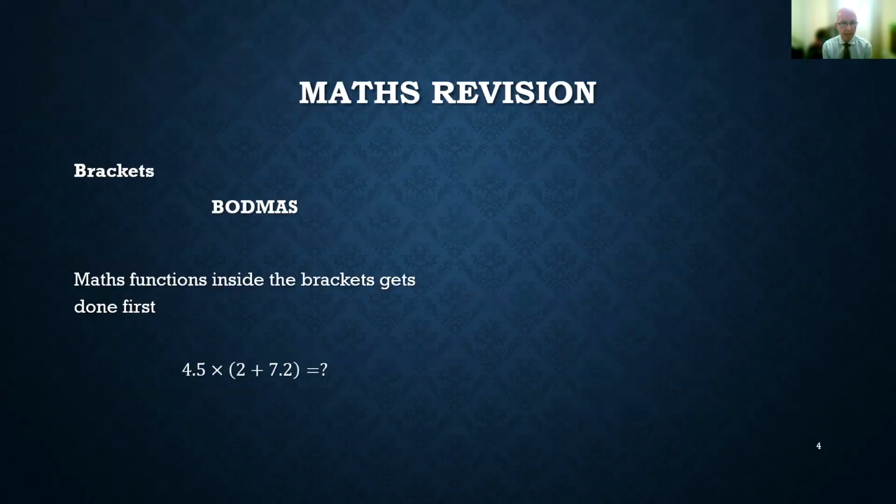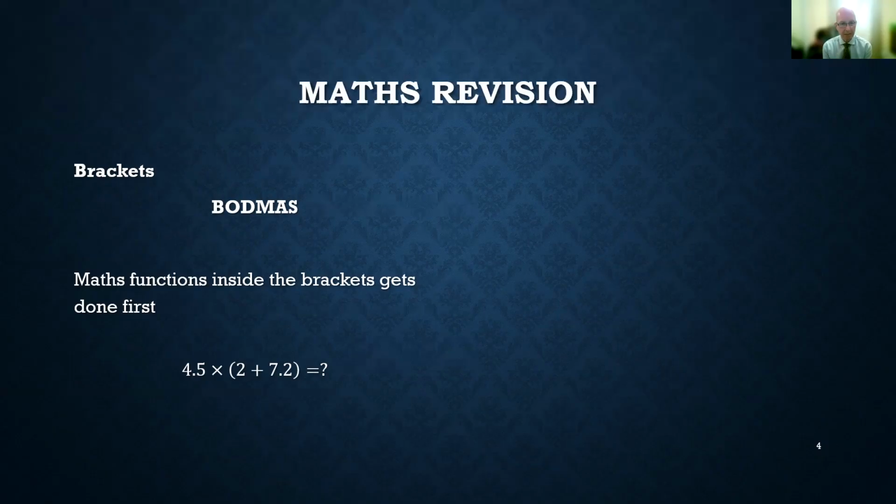So in this equation, 4.5 times open brackets 2 plus 7.2 close brackets equals what? Which do we do first? BODMAS: brackets, order of, division, multiplication, addition, subtraction. So brackets, everything inside the brackets we do first.